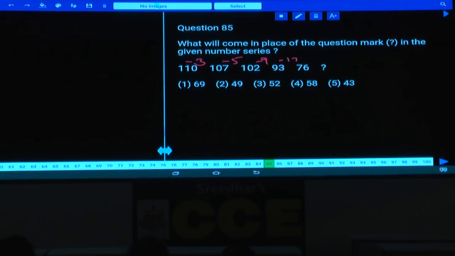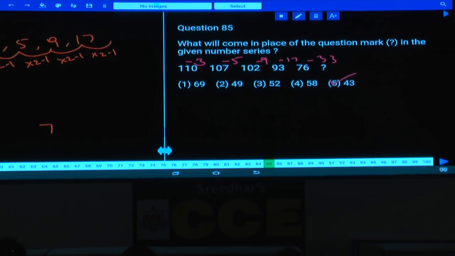Now 3, 5, 9, 17, how can you express this one? 3, 5, 9, 17 can be written as 3 into 2, 6 minus 1 is 5, 5 into 2, 10 minus 1 is 9, 9 into 2, 18 minus 1 is 17, 17 into 2, 35 minus 1 is 34 minus 1, 33. And so how much should be subtracted? 33. 6 minus 3, 3, 7 minus 3, 4, 43, choice 5. Now this is about paper number 73. Done with this?